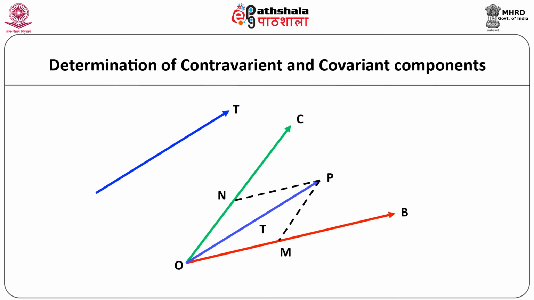Then, OM and ON represent the contravariant components of the vector t along OB and OC respectively. To obtain covariant components, through P, draw PQ and PR perpendicular to OB and OC, meeting them in Q and R respectively. Then OQ and OR represent the covariant components of the vector t along OB and OC axis respectively.